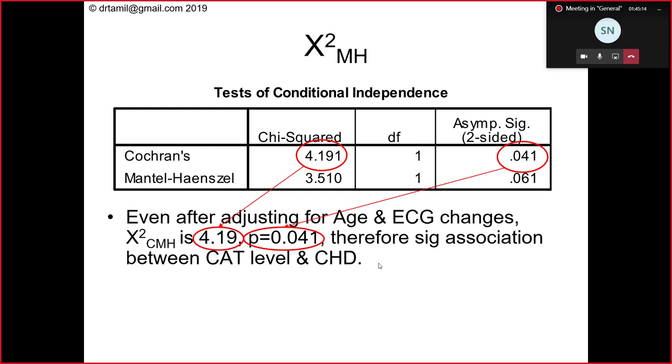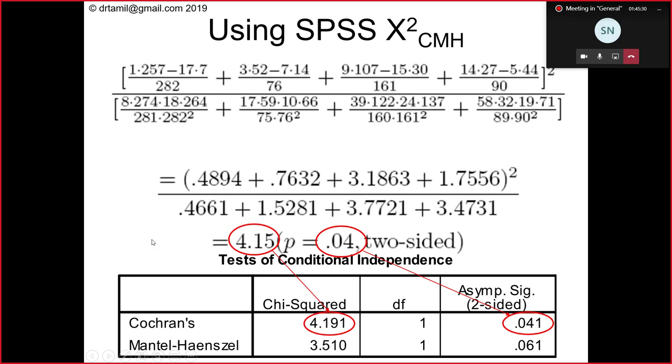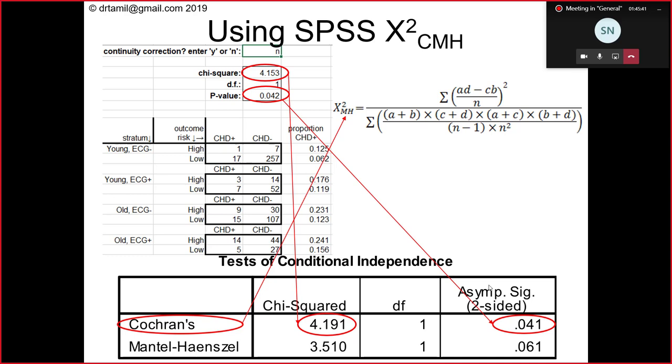So even after adjusting for age and ECG changes, the chi-square Cochran-Mantel-Haenszel is 4.19. And therefore, there is a significant association between catecholamine level and coronary heart disease. Okay, so please take note, it's 4.15, here you got 4.19, 0.04, here you got 0.041. Okay, so this is the explanation.